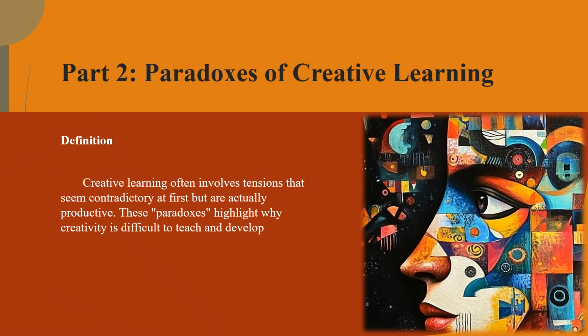The second part of this course is known as the paradoxes of creative learning. Creative learning often involves tensions that seem contradictory at first, but are actually productive. These paradoxes highlight why creativity is difficult to teach and develop.